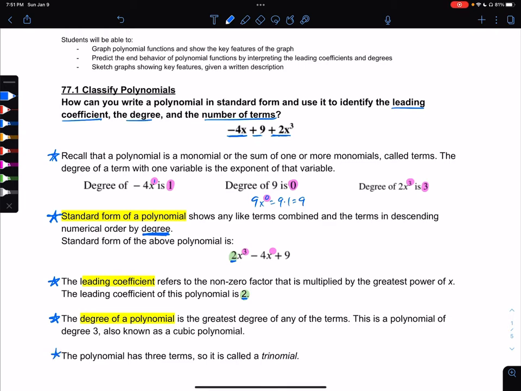And finally, the polynomial has 3 terms. We already mentioned that earlier on. So it's called a trinomial. All right, 3 terms would be a trinomial. 2 terms would be a binomial. The most specific way we can reference this specific polynomial is we can call it a cubic trinomial. Okay, so this here is a cubic trinomial.